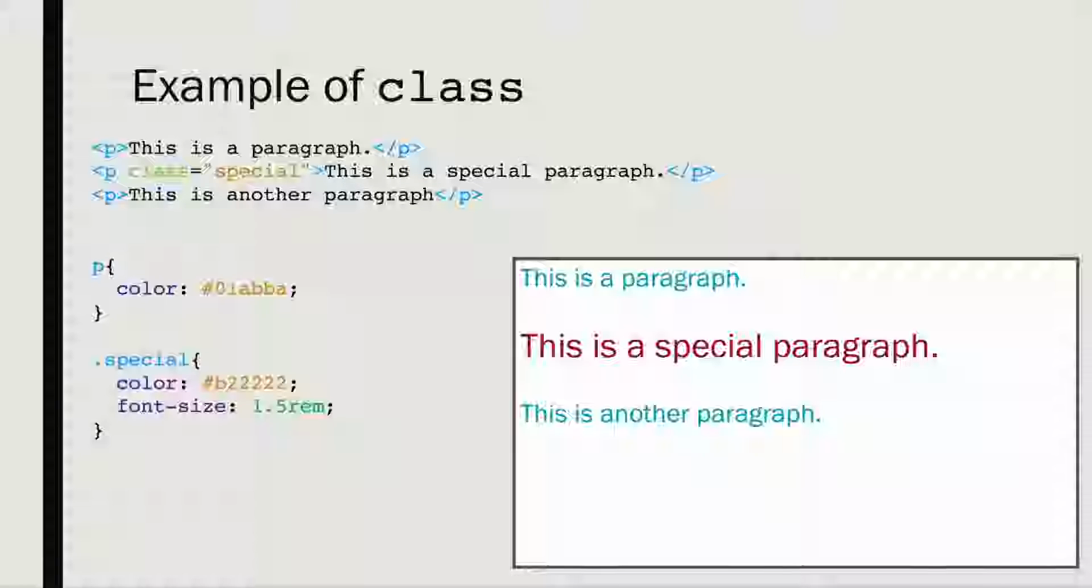Here's an example of a class. You have your first p tag with a paragraph, another p tag that says a special paragraph that has a class equal to special. Class is the attribute, special is the value, and then you have another p tag saying this is another paragraph. In the CSS, we have the p tag specifying the color, and then the special class that specifies a different color and a different font size. If you take a look in the white box, you see exactly what the output is of the specified CSS. But let's break this down a bit.